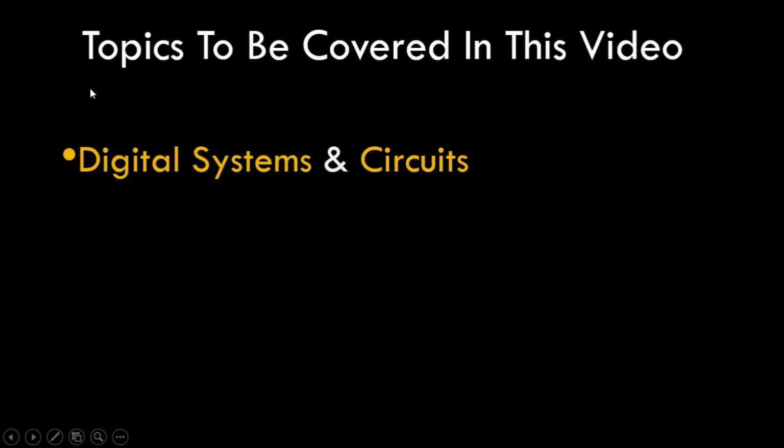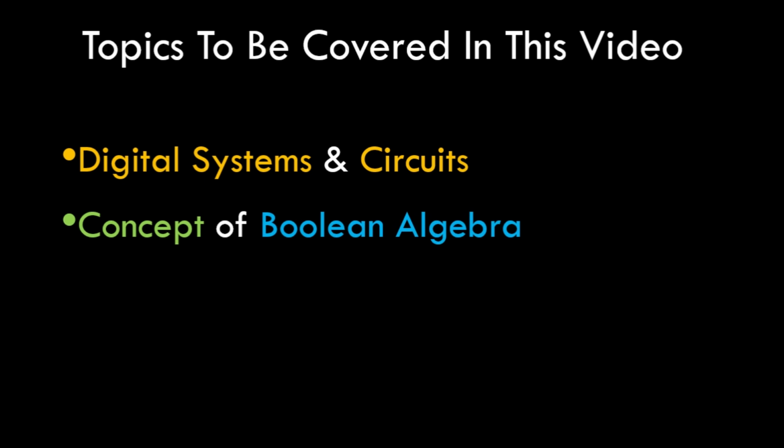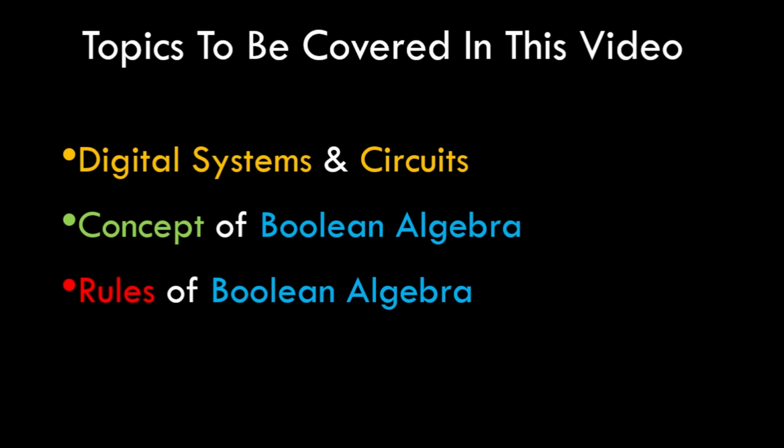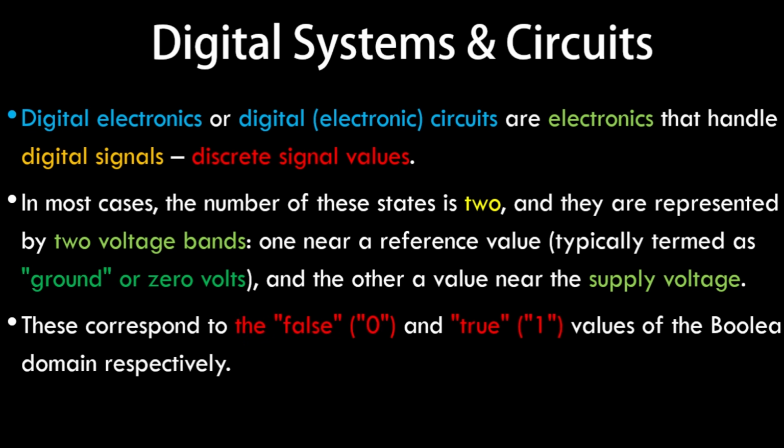In this tutorial, we'll be understanding digital systems and circuits. We'll see the concept of Boolean Algebra and learn some of its rules. So let's understand what a digital system or a circuit means. Digital systems or circuits are systems that function with digital signals. Now digital signals are discrete signals typically having only two states, that is high state and low state, usually denoted by the binary number 1 and 0 respectively.